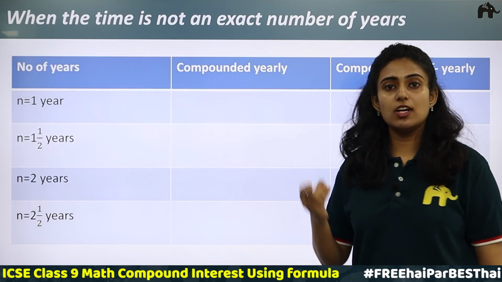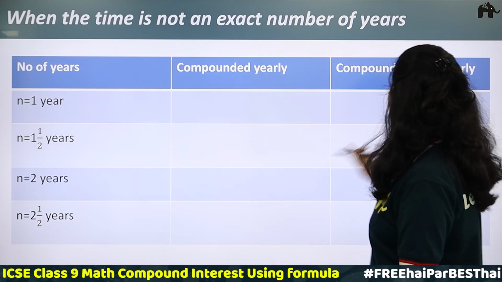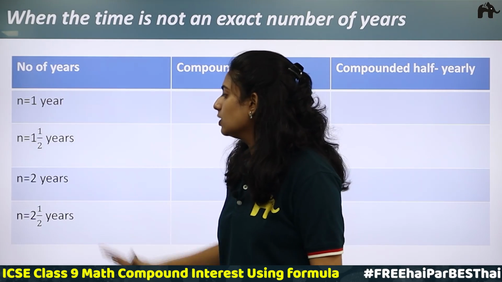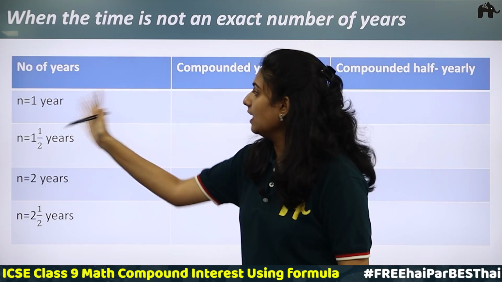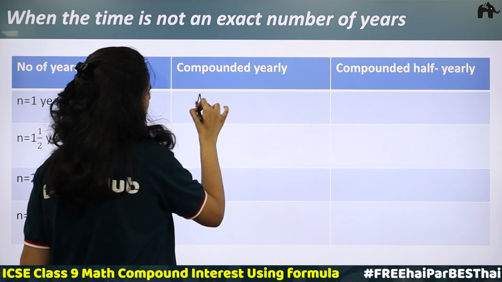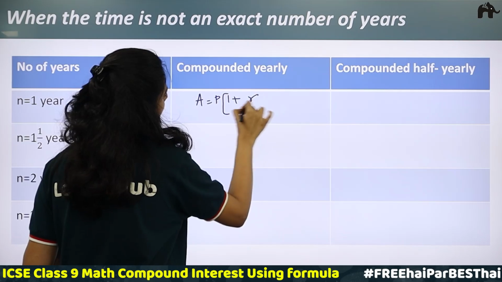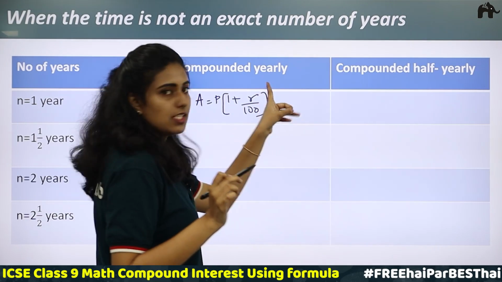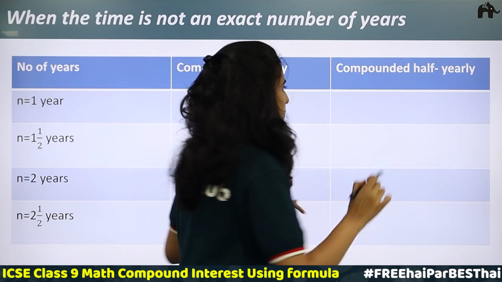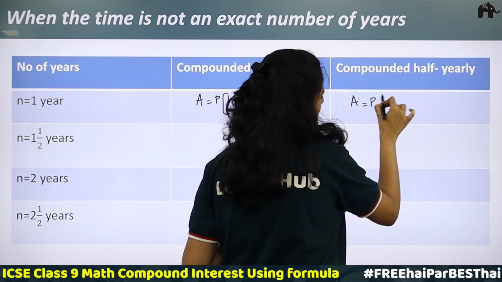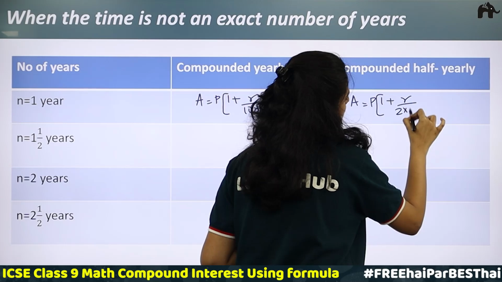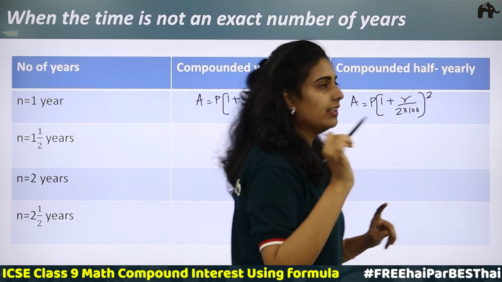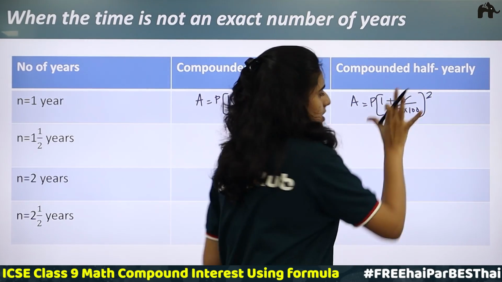Clear? Now when the time is not an exact number and the interest is being compounded yearly and compounded half yearly, let us discuss for n is equal to 1 year, n is equal to 1.5 years, n is equal to 2 years and n is equal to 2.5 years. So when n is equal to 1 year, we have amount is equal to principal into 1 plus r divided by 100 whole raised to n. Here n is equal to 1, so the power is 1. Compounded half yearly, how much will you be getting? A is equal to P into 1 plus R by 2 into 100 whole raised to 2 into N. Here the N is equal to 1, therefore 2 into 1, 2. So this is the formula.